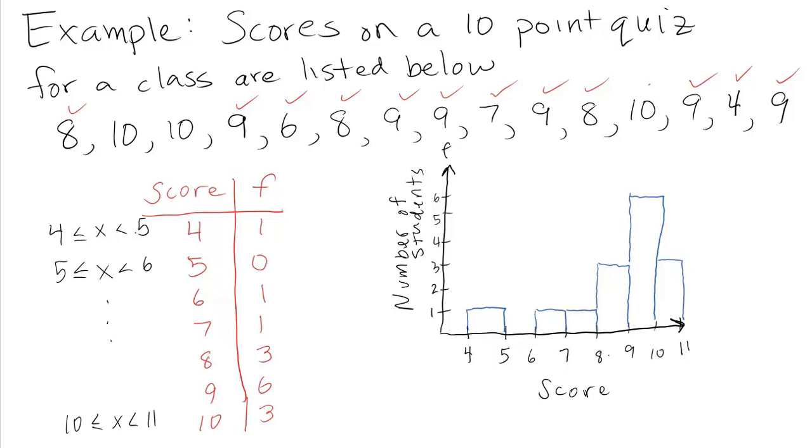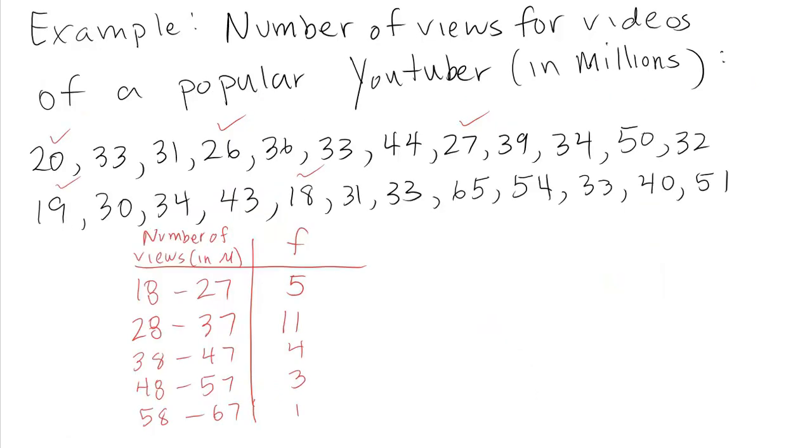Let's do the other example. I did this example with the number of views for a popular YouTuber. We had decided to use a class width of 10. And when you look at these numbers, again, you might say, well, I only see a class width of 9. Well, that's because the class width is measured from lower endpoint to lower endpoint, or from upper endpoint to upper endpoint. Or another way to get that class width is to realize that that first class really extends from 18 to 28, but not including 28, and there's that class width of 10.